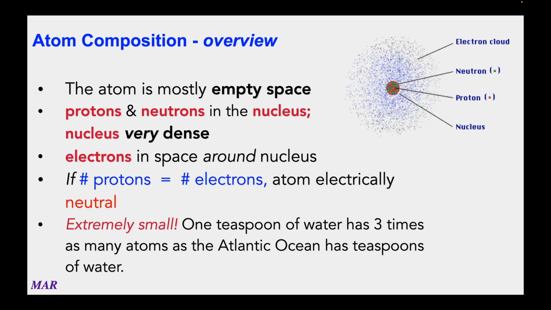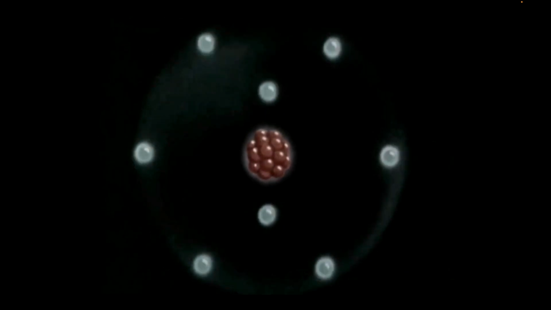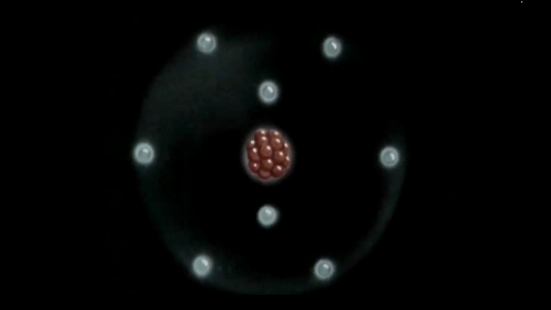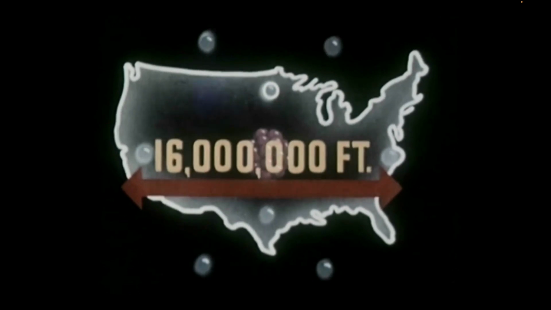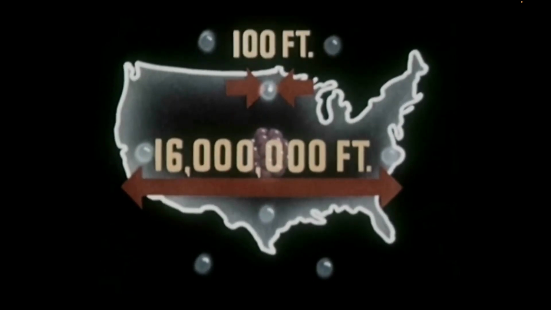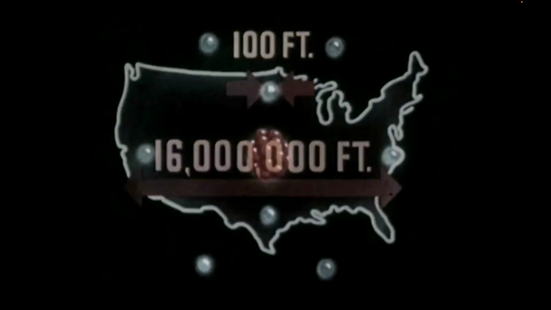Pretty cool stuff. It is impossible to show the correct relative proportions of an atom on this screen. For example, if an atom could be as large as the United States, one of its electrons would be only about 100 feet across. Therefore, to tell our story, we must resort to a symbol.